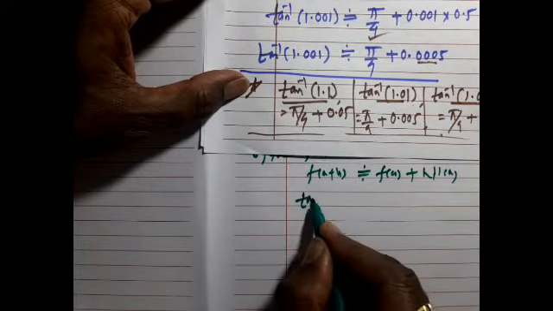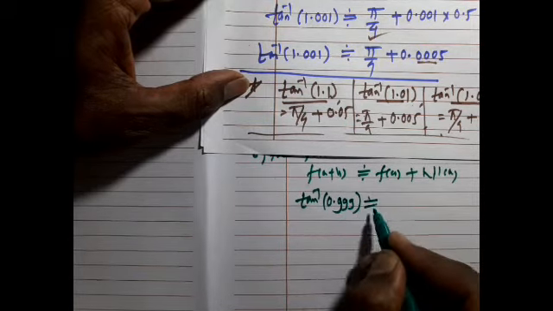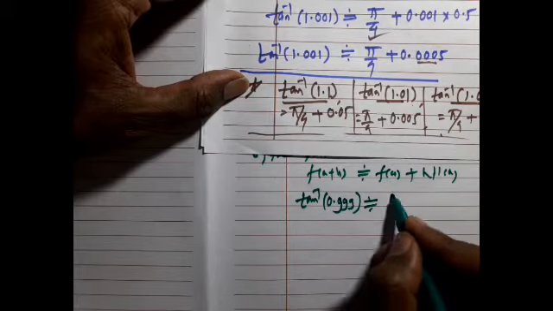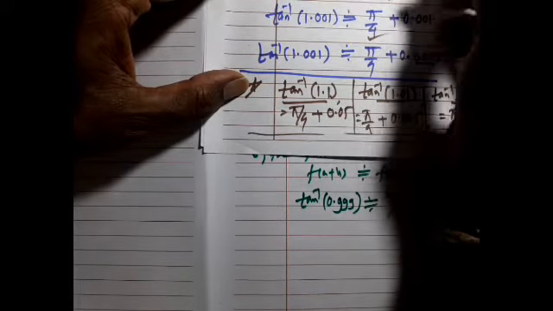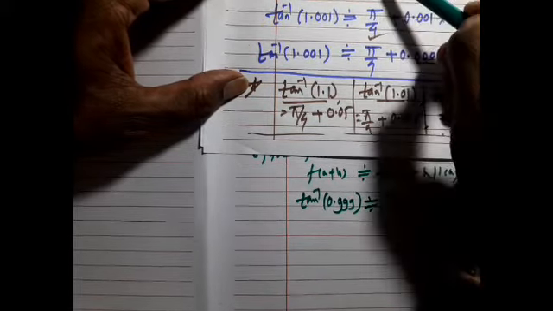This is tan inverse 0.999. F of a is pi by 4. See, this is pi by 4. Instead of plus, there will be minus 0.001 into 0.5. This is nothing but pi by 4 minus 0.0005, that is plus 1, 2, 3 and 4 decimals. Finished.